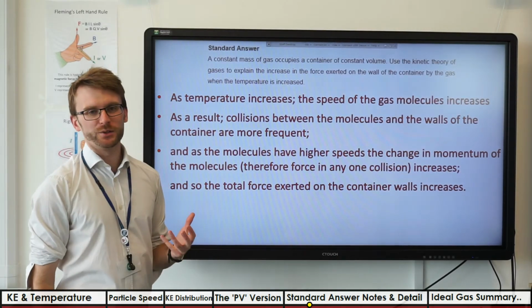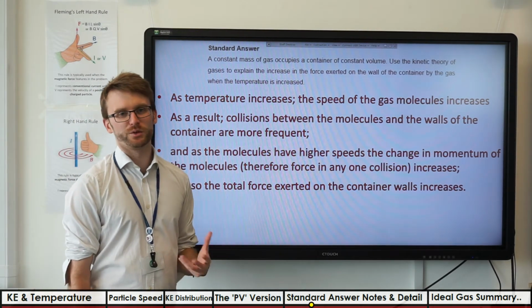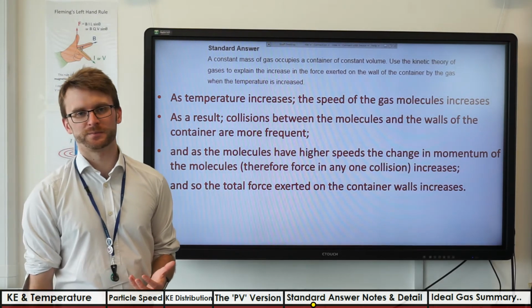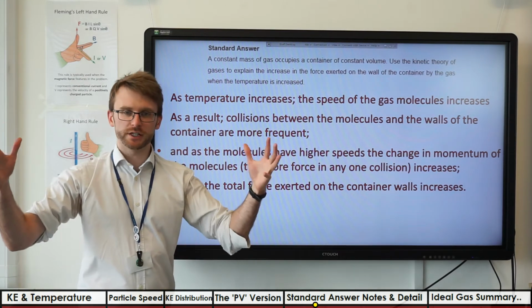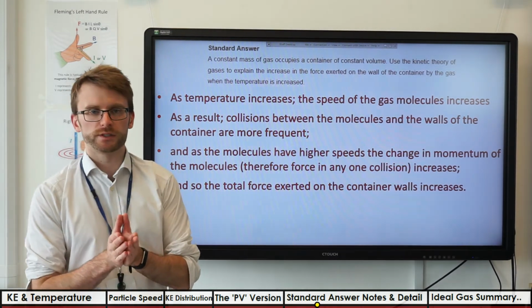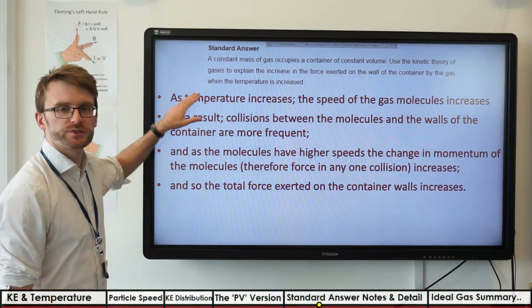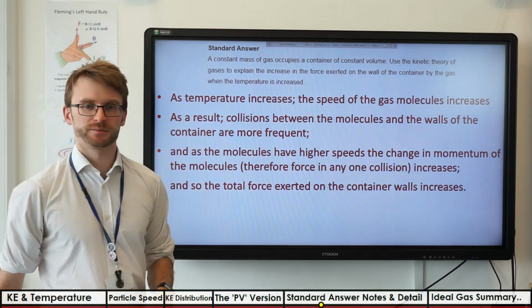In this, you're asked to explain why the force exerted on the walls increases using the kinetic theory of gas. It's a nice standard answer, guys. We've instantly made that link between the giant scale temperature and the microscopic scale kinetic energy. Where do people go wrong with this standard answer? They often forget that there's actually two elements here. Most people will say temperature goes up, speed goes up. That's the mark that everyone gets.